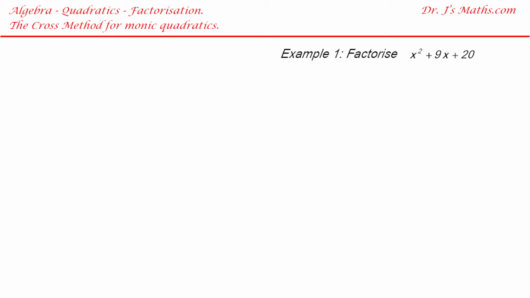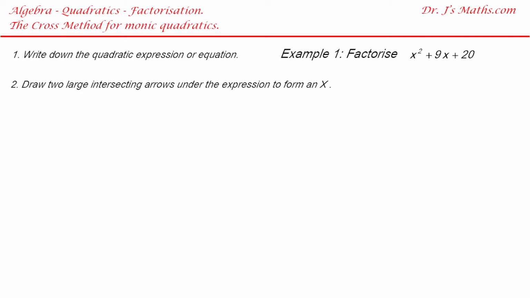We now look at an example and develop the general steps for the technique. Then we can look at some specific modifications which can then generalise our technique to all sorts of questions. Step 1 is to write down the quadratic expression or equation. Well, we've done that, so now step 2, draw two large intersecting arrows under the expression to form an x.